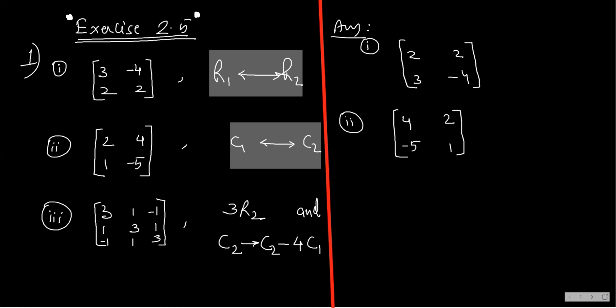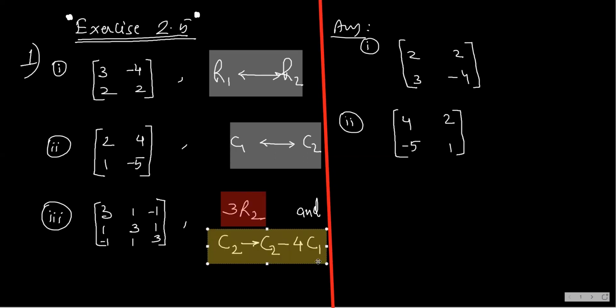In the third one, we have two questions. They demand two transformations. One is 3R2, and the other transformation that they demand is C2 changes to C2 minus 4C1. So let me go for the answer for the third one. I call this one as A, and this one is B. Let me go for A.